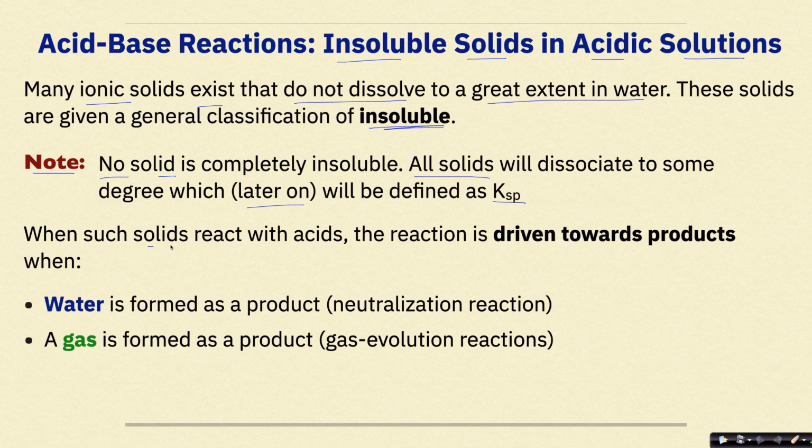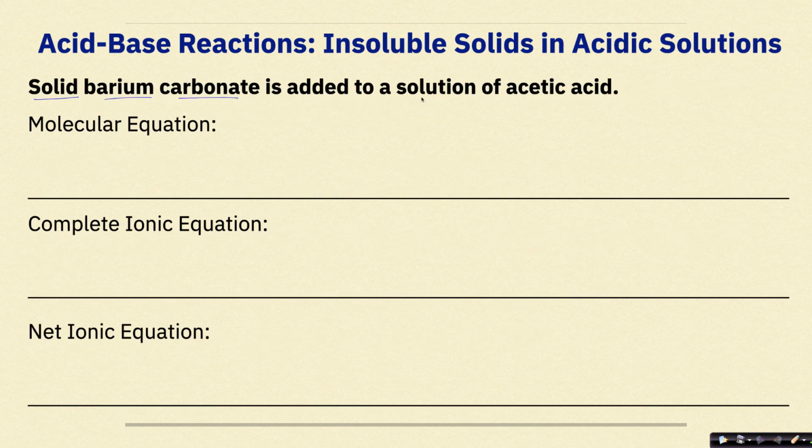When such solids react with acids, however, the reaction is driven towards products when water is formed as a product, a neutralization reaction, or a gas is formed as a product, a gas evolution reaction. And let's look at 2 examples of that. Solid barium carbonate is added to a solution of acetic acid. So in each one of these situations, we're going to be starting out with one of our reactants being a solid. Write the formula, put it on the molecular equation line, don't touch it again.